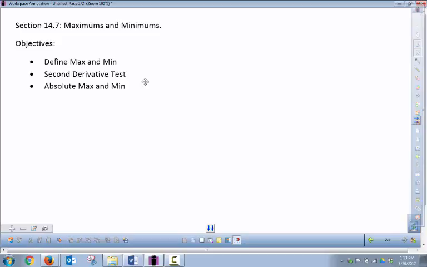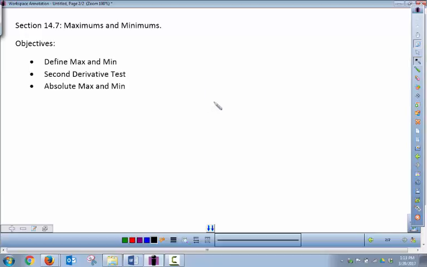So max and mins, we're going to do the second derivative test, and I'm not sure about the absolute max and min, but maybe we'll just talk a little bit about it. But I'm more concerned about the second derivative test. So just to remind you of what happened in Calc 1, we found maximums and minimums by finding critical points.